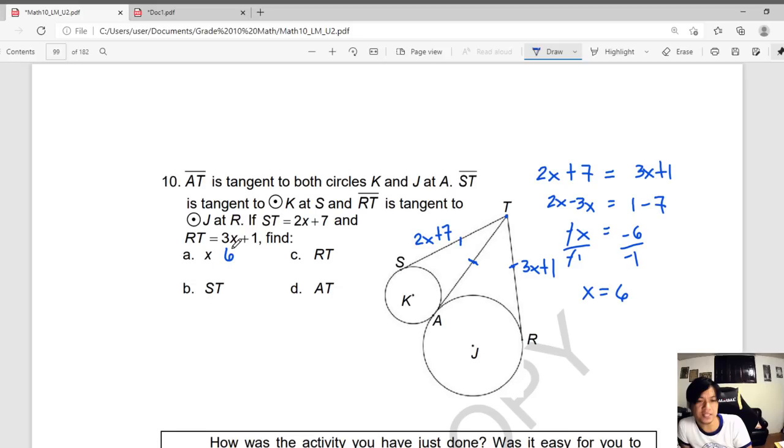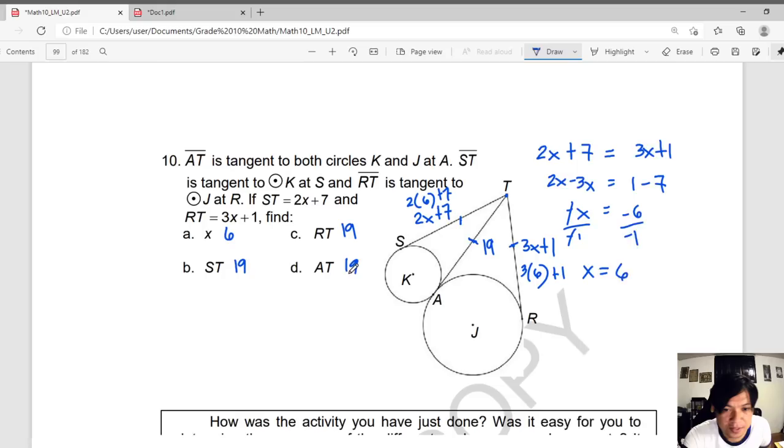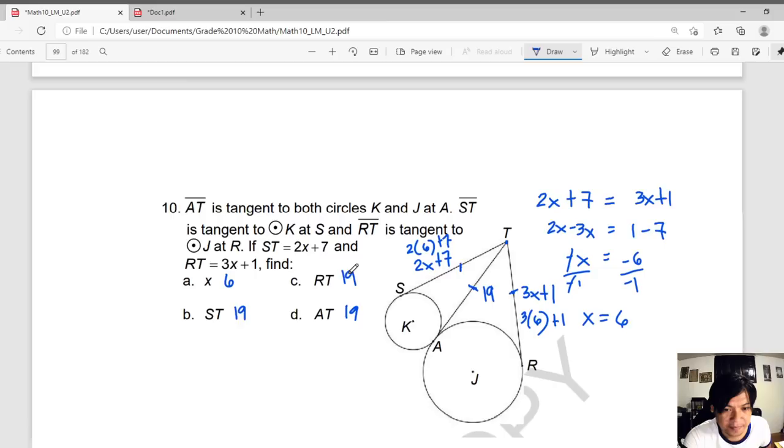Okay, so to find the measure of ST, we just substitute 6 here. So, 2 times 6 plus 7. 2 times 6 is 12 plus 7, 19. So, the measure of this one is 19. Let's see if this is also 19. So, 3 times 6 plus 1. 3 times 6 is 18 plus 1, 19 also. So they are all congruent. That means AT is also 19. Its measure is 19. Okay? So that is the relationship of congruency. So, we are done.